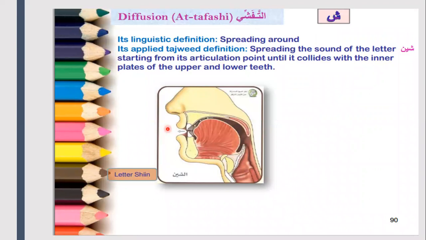The fashi, as I said, applies only to the letter sheen. It basically means spreading the sound of the letter in your mouth. The sound of sheen spreads in your mouth. It collides with the inner palate of the upper and lower teeth.